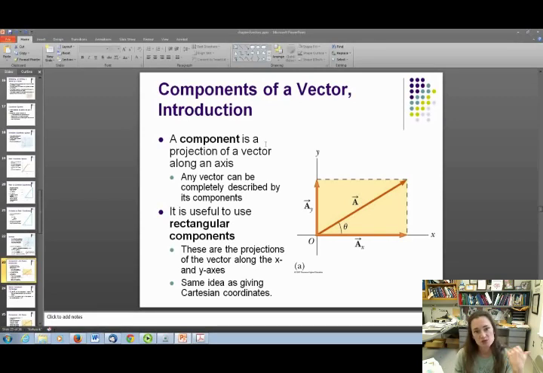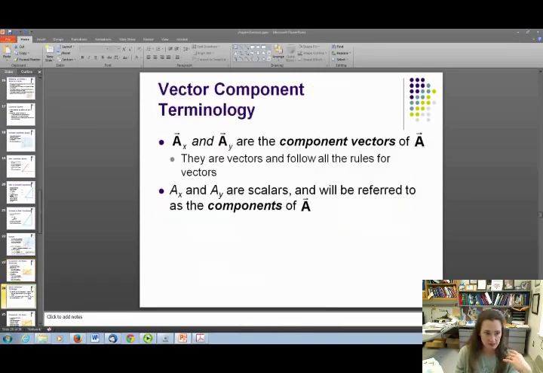A component is a projection of a vector along a specific axis, okay? So for example, here I have my vector A, which points in that xy coordinate there, so it's going up and to the right, and it's got an x component, which is its projection along the x-axis, and it's got a y component, which is its projection along the y-axis, okay? These are its rectangular or its Cartesian components, okay? And this is the same, for example, as giving the xy coordinates for the point.